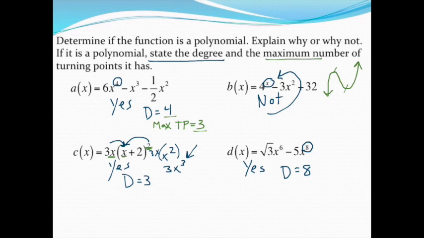Now that doesn't mean it's guaranteed to have 3, but it will have at most 3 of them. We'd have to graph it and look more into it to see how many it actually does have. But the maximum is always going to be just 1 less than your degree. So for my degree 3 polynomial down here, it'll have a maximum number of turning points at 2. And then finally, my degree 8 polynomial would have 7 as its maximum number of turning points.